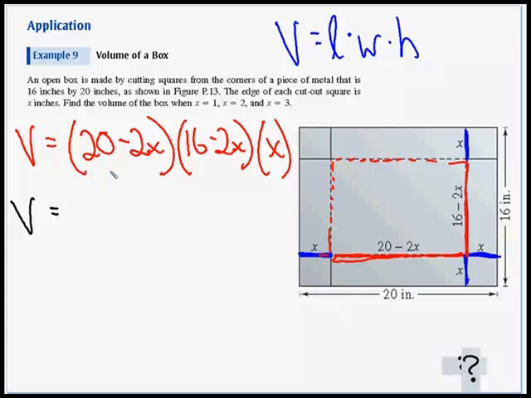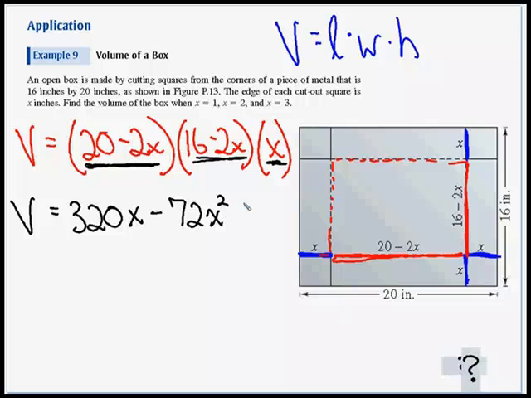And how I would approach this, I would FOIL this out. I would FOIL those together and combine like terms, and then I would distribute the x across. And if we do all that number crunching there and collect our like terms, you're going to get 320x minus 72x squared, and then plus 4x to the third. So that's our polynomial that represents the volume of the box for different x's that we chop out.